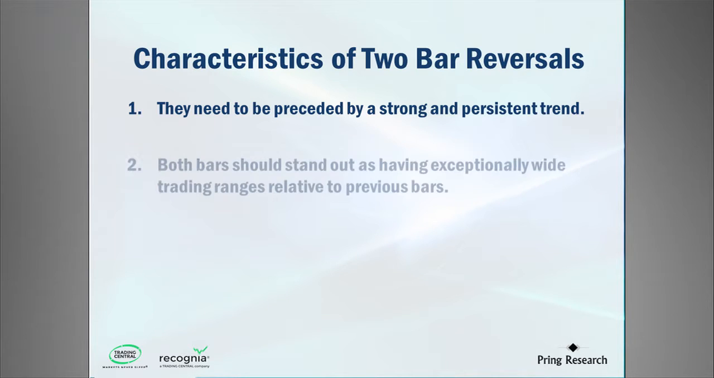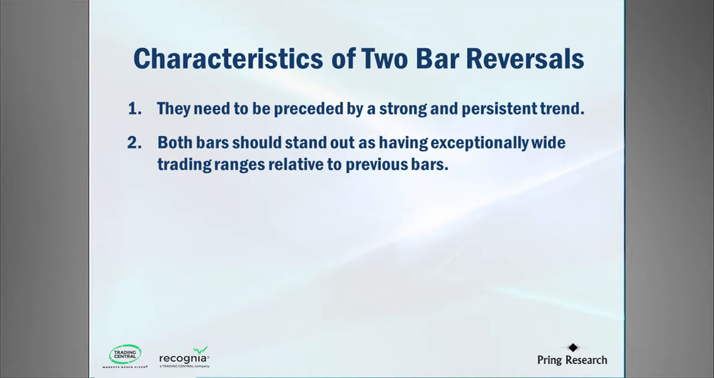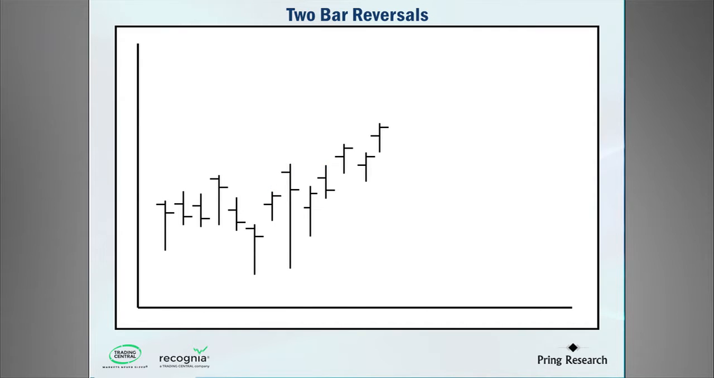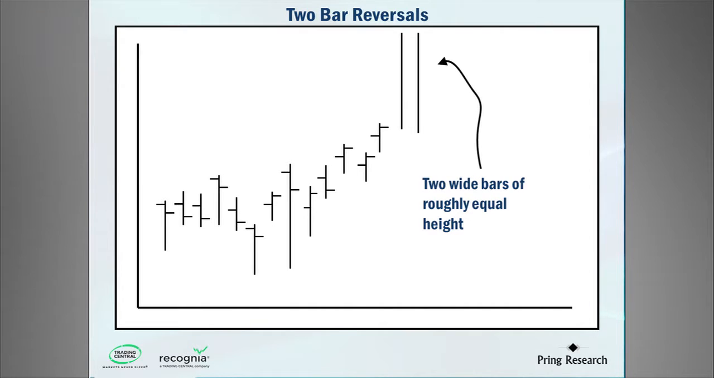Both bars should stand out as having exceptionally wide trading ranges relative to previous bars. Once again, wide bars reflect volatility and emotional exhaustion. The more we can see this type of action, the more confidence we can have in the power of the pattern to signal an important reversal.